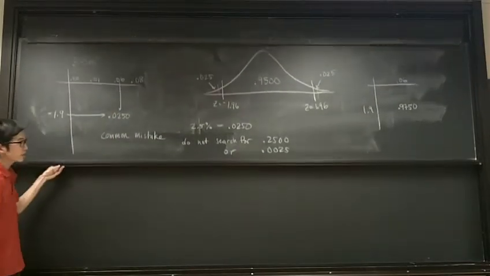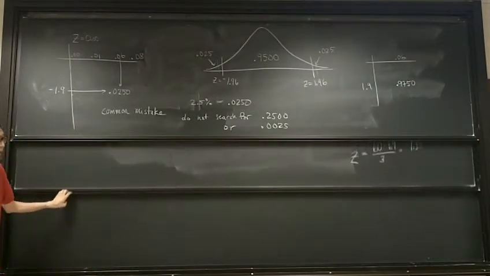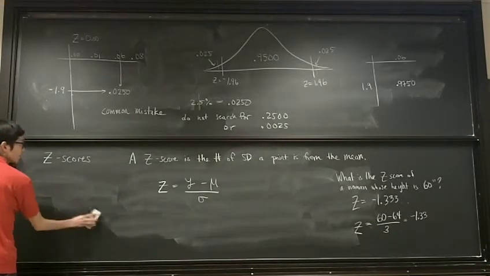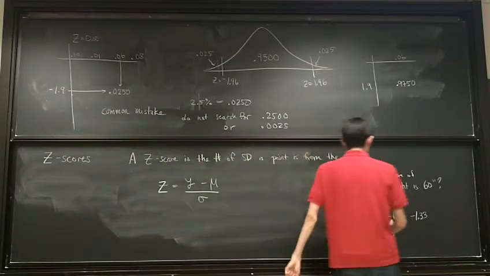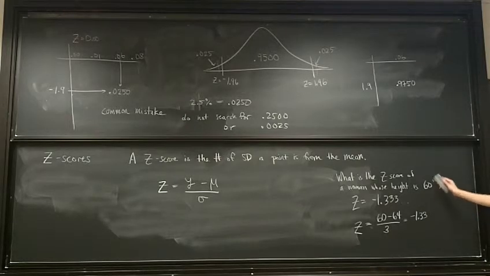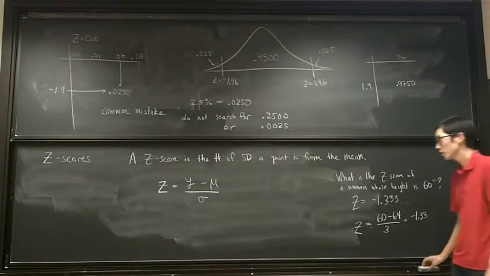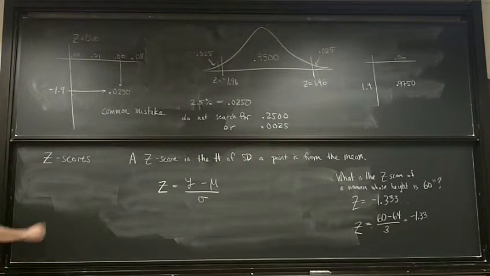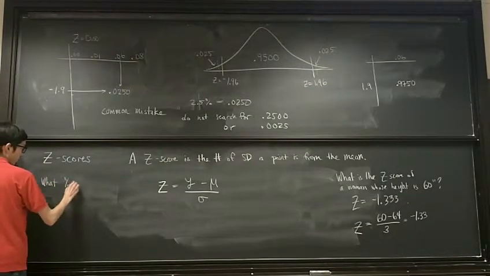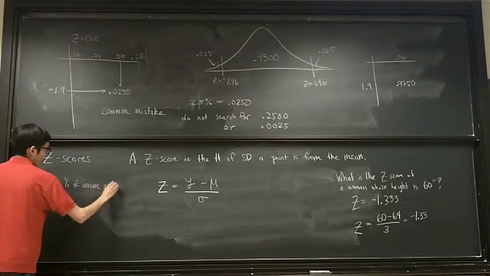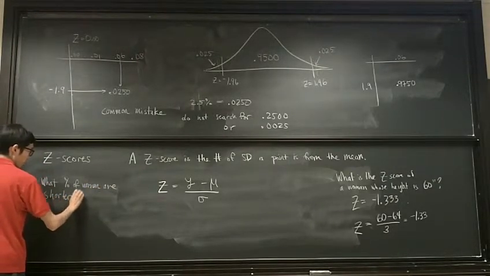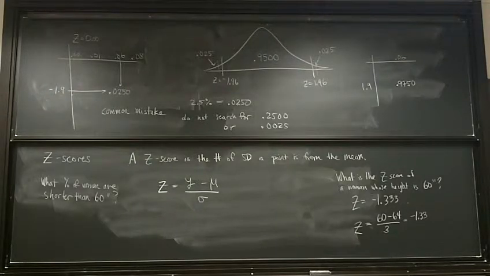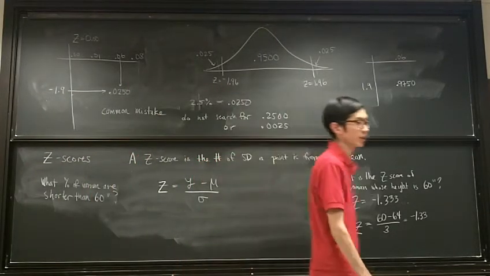Okay. So now that we are equipped with the z-table, and we know how to find z-scores, we can go back to answering this original question, which I got rid of. I said, what is the z-score of a woman whose height is 60 inches? And the original question is, what percentage of women are shorter than 60 inches? What percentage of women are shorter than 5 feet?